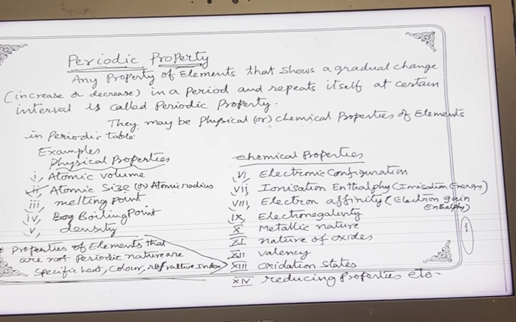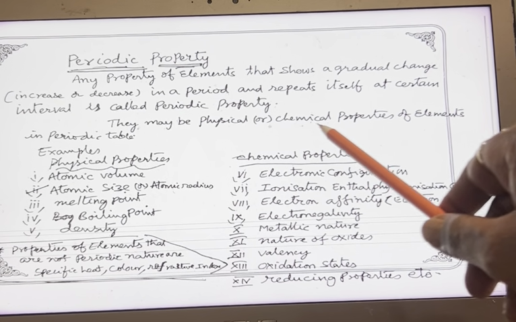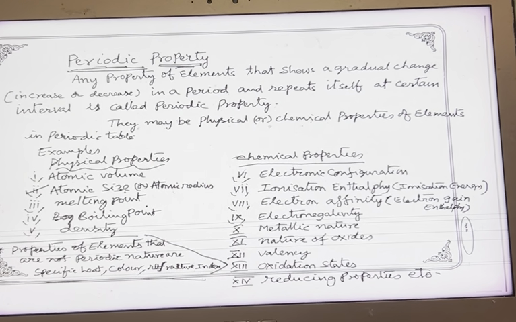So, that nature is called periodic nature. At regular intervals, the change of properties, whether they increase or decrease, or are similar at regular intervals, such a property is called a periodic property. They may be physical or chemical properties of elements in the periodic table.